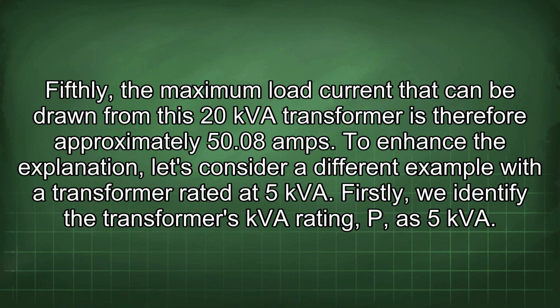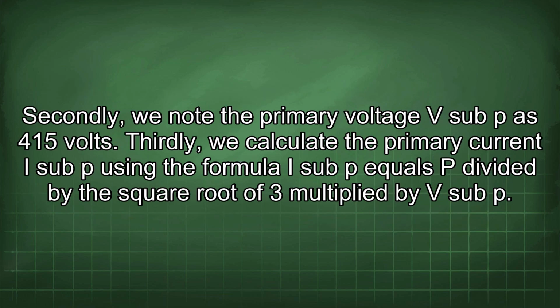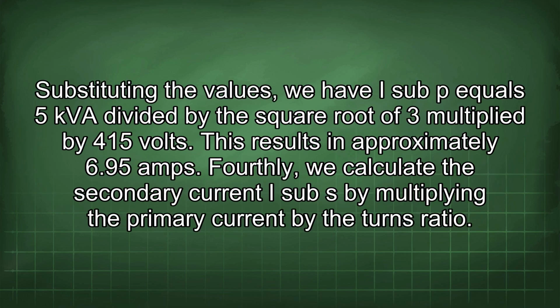Firstly, we identify the transformer's kVA rating P as 5 kVA. Secondly, we note the primary voltage V sub P is 415 volts. Thirdly, we calculate the primary current I sub P using the formula I sub P equals P divided by the square root of 3 multiplied by V sub P. Substituting the values, we have I sub P equals 5 kVA divided by the square root of 3 multiplied by 415 volts. This results in approximately 6.95 amps.